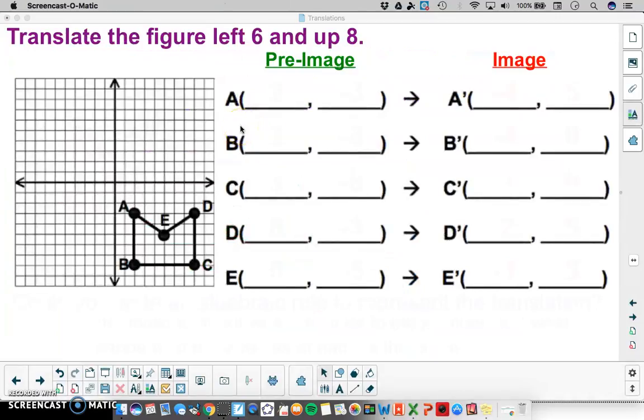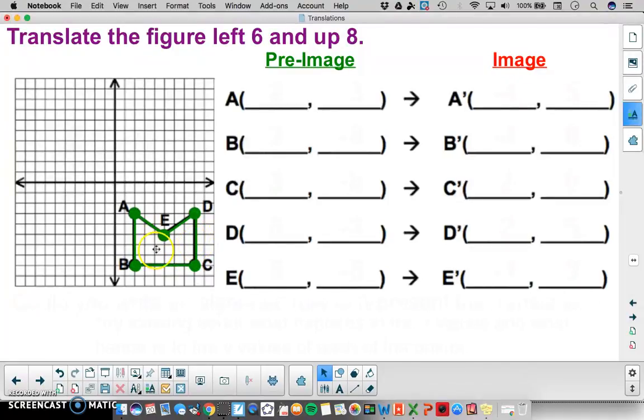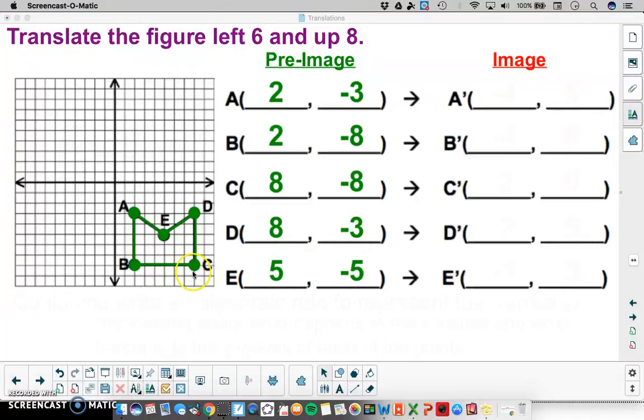In this example, we're going to translate this polygon ABCDE left 6 and up 8. First, we want to record what our pre-image points are. So our pre-image points are these green points here, and we have the following coordinates: (2, -3), (2, -8), (8, -8), (8, -3), and (5, -5). I'm going to translate this figure left 6 and up 8.